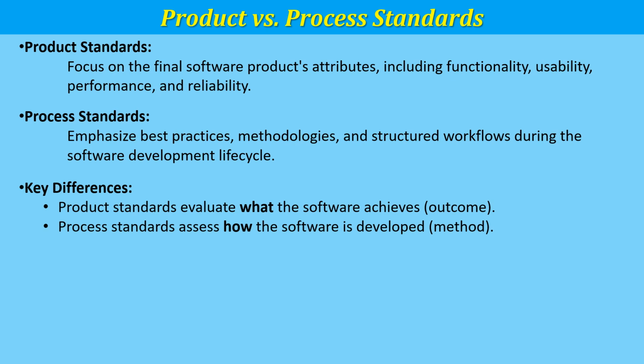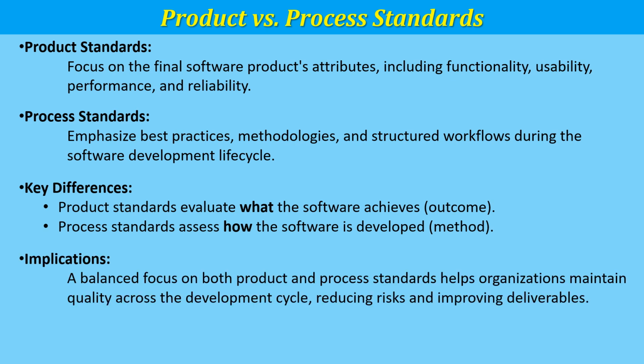Product standards measure deliverables, while process standards guide the creation process. Both are essential for ensuring high quality software that is both effective and efficient in development. Implications. Combining product and process standards ensures comprehensive quality assurance by aligning development methods with the desired software outcome.